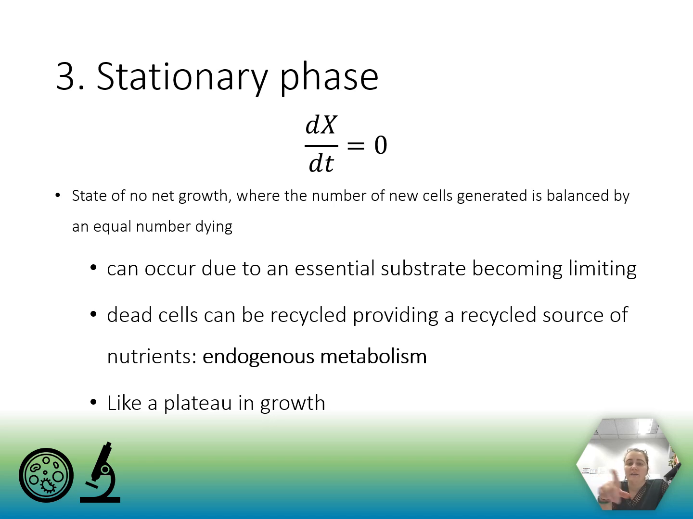We can have in stationary phase this weird thing called endogenous metabolism, and that's where dead cells are recycled to provide a source of nutrients for cells. So there can be some metabolic activity in stationary phase due to growing cells metabolizing the byproducts of dead cells. That's endogenous metabolism. So something can be happening in stationary phase. It's not that things are not growing. It's that the rate of growth is being balanced by the rate of death, right?